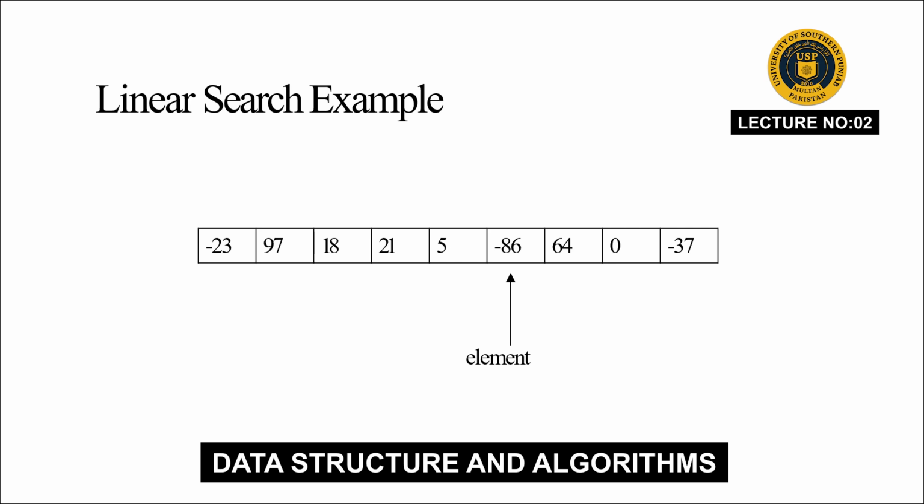So we stop the search right here because we found the value minus 86. The algorithm returns the position of the value, which is index 5 in the array. If the value had not been found, the algorithm would continue checking until the last element and return not found.